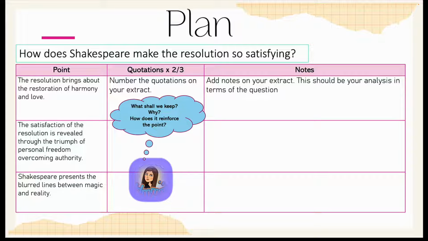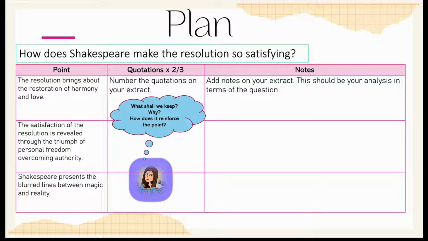Obviously, you can see here that I've got a plan in the form of a table. You could use the table if that just helps you for organisation purposes, but you won't have time to do a very, very detailed plan. So it's always best to just scribble your notes onto the extract.